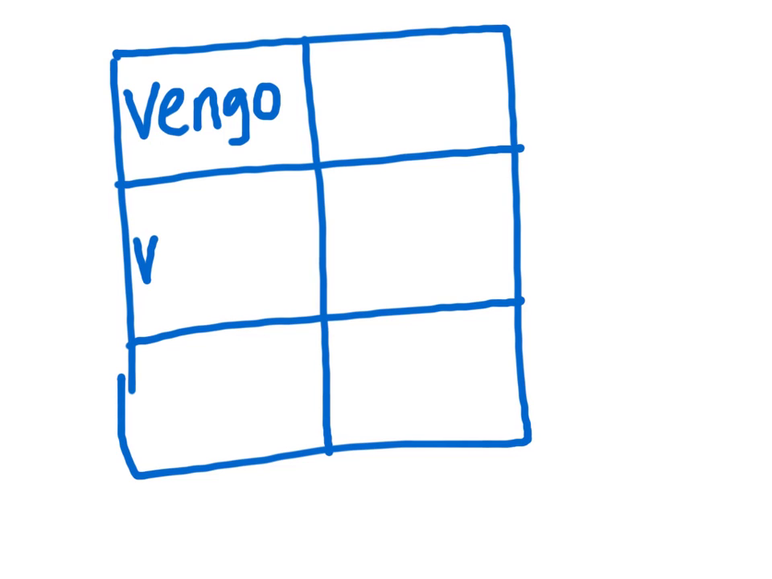Vengo. Tú vienes. Notice, just like tener, I changed the E to an IE. And it's an ES because it's an IR verb. Remember our endings for IR verbs? Es, imos, ís, en. Él, ella, usted viene.